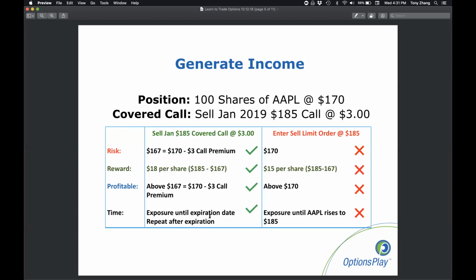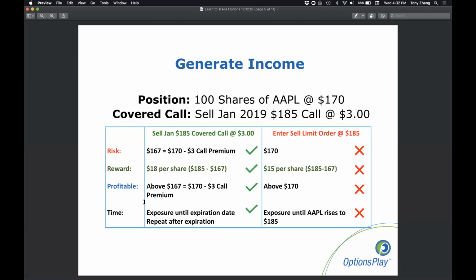And lastly, this will give you exposure only until the expiration date, meaning you're going to collect $3 between now and January 2019. But if the stock doesn't rise to 185 between now and January, you are able to do this again. You're able to sell another covered call, maybe collect another $2 or $3, and further reduce your risk and further increase your reward. And you can do this over and over again until the stock does rise to your limit order or to the price that you're comfortable selling at.